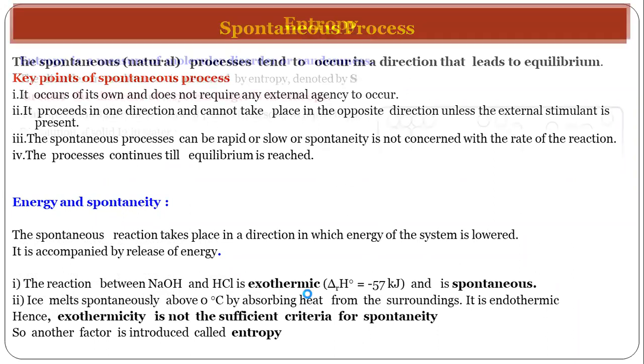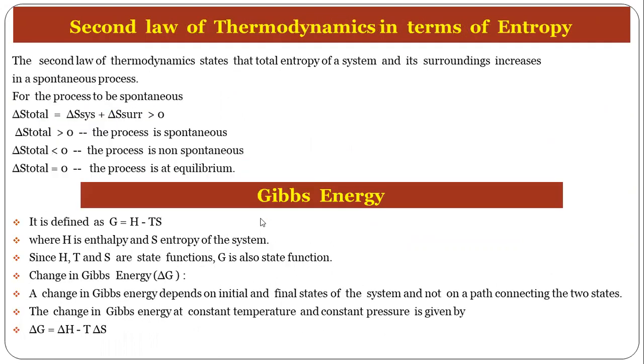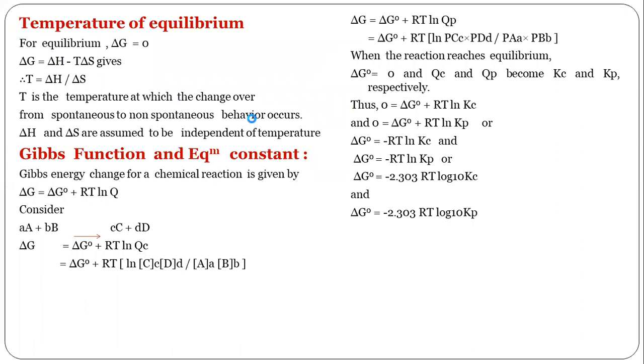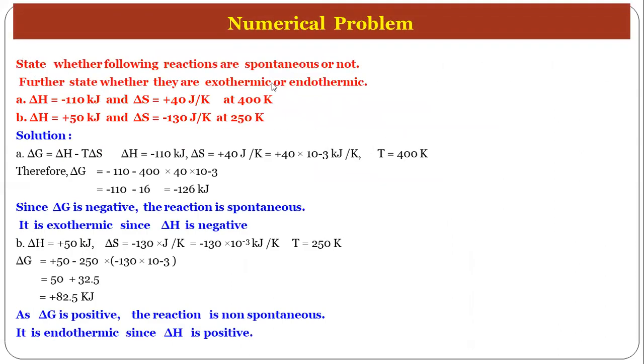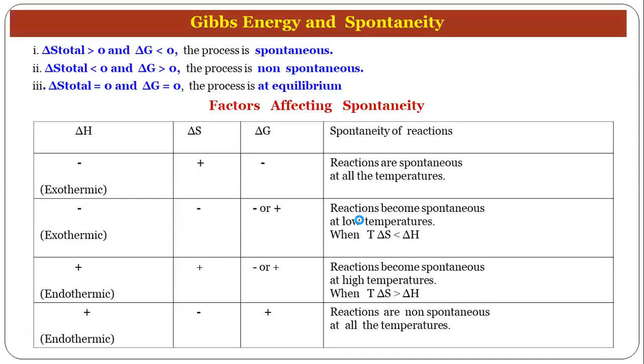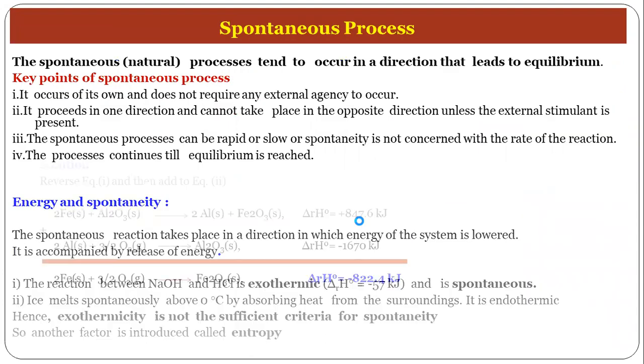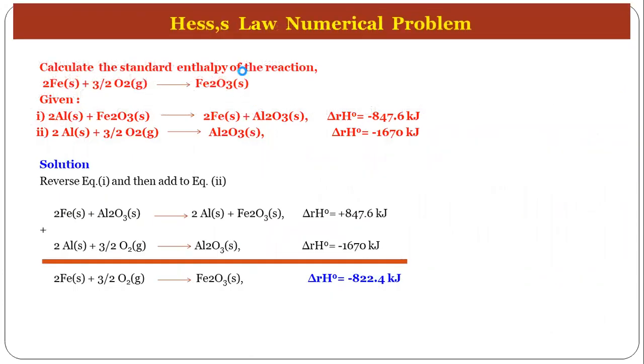This part is completely non-evaluative. Second law of thermodynamics is non-evaluative. Gibbs energy is non-evaluative. Most of the part, because this chapter is so big, so 25% of the syllabus is reduced from this, Gibbs energy. All this part is non-evaluative. The numericals on the spontaneous process are also non-evaluative. So only up to the Hess law is for your exam, remember. Up to the Hess law.